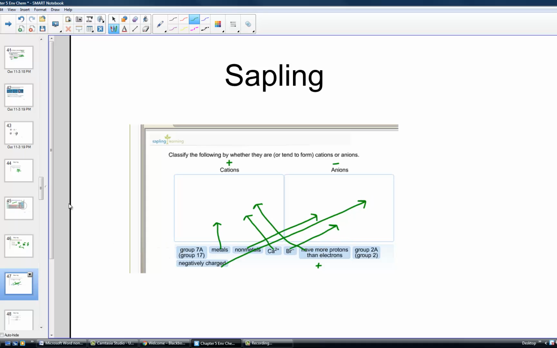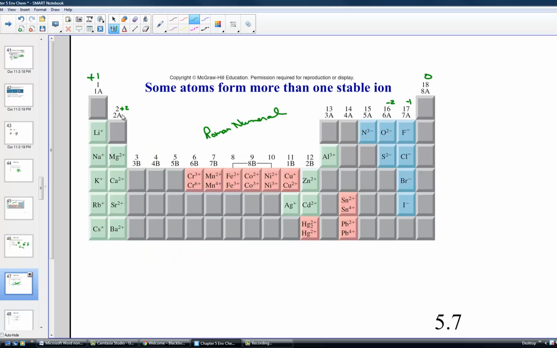Group 7A and Group 2A. I'll just review where those are located here. Group 2A, the second column on our periodic table, all were positive 2s, and Group 7A, over here, fluorine's family, were all negatives. So as we click and drag where that goes, I think I hit the wrong one.